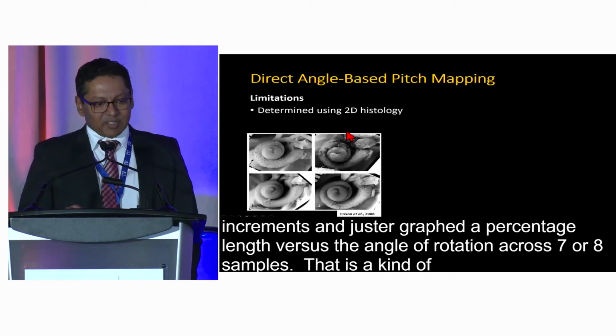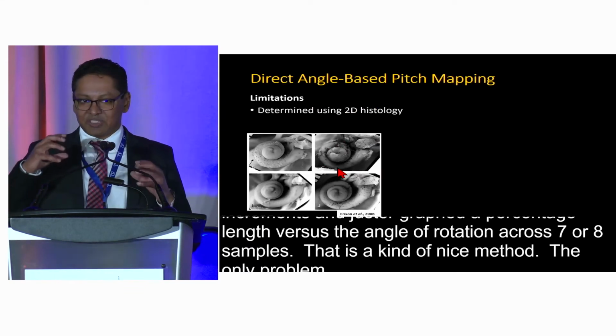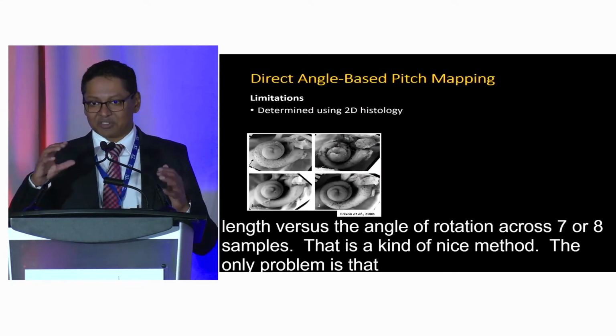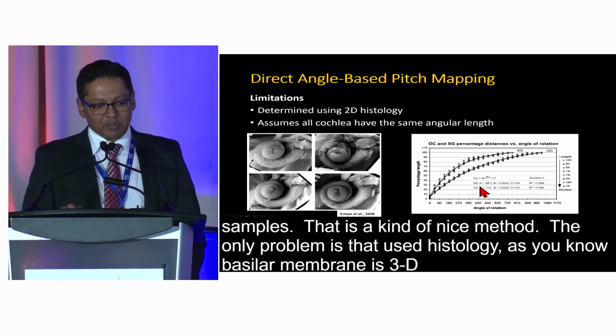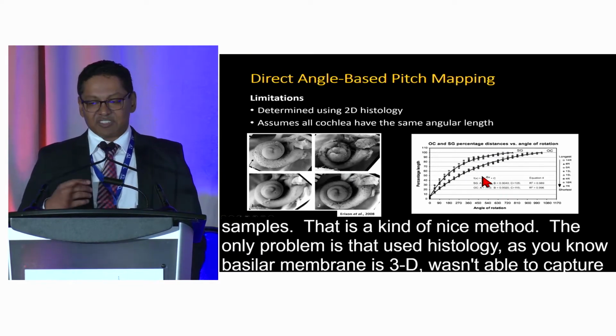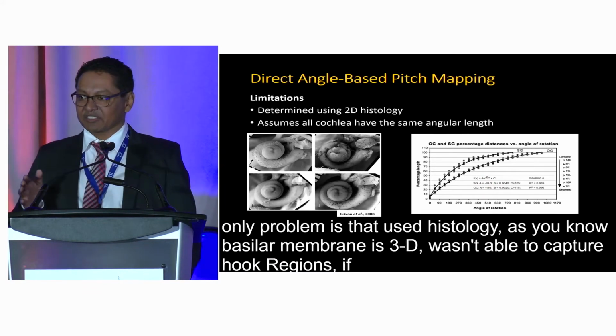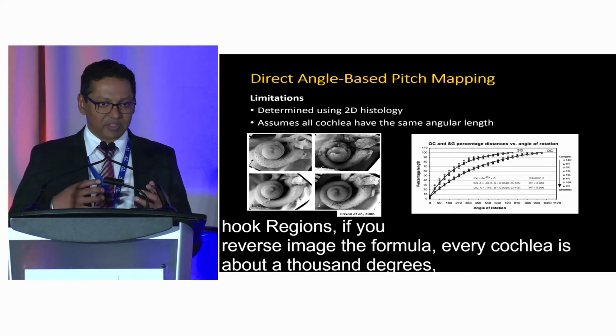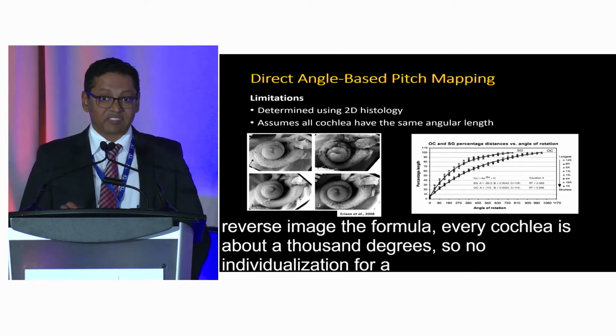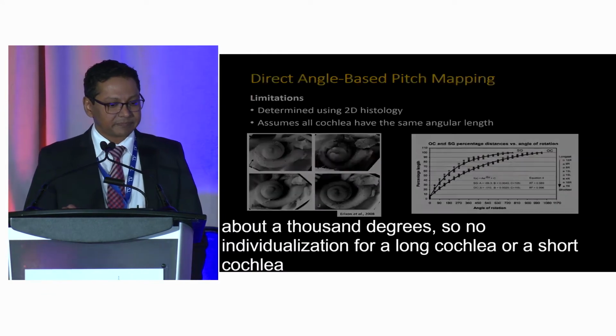The only problem is that, one, she used 2D histology, so as you know, the basilar membrane is a 3D structure, so she wasn't able to capture the hook region and other regions. And number two, if you reverse engineer the formula, she essentially assumes that every cochlea is about 1,000 degrees. So there's no individualization for a long cochlea or a short cochlea. So it was still kind of a one-size-fits-all answer.